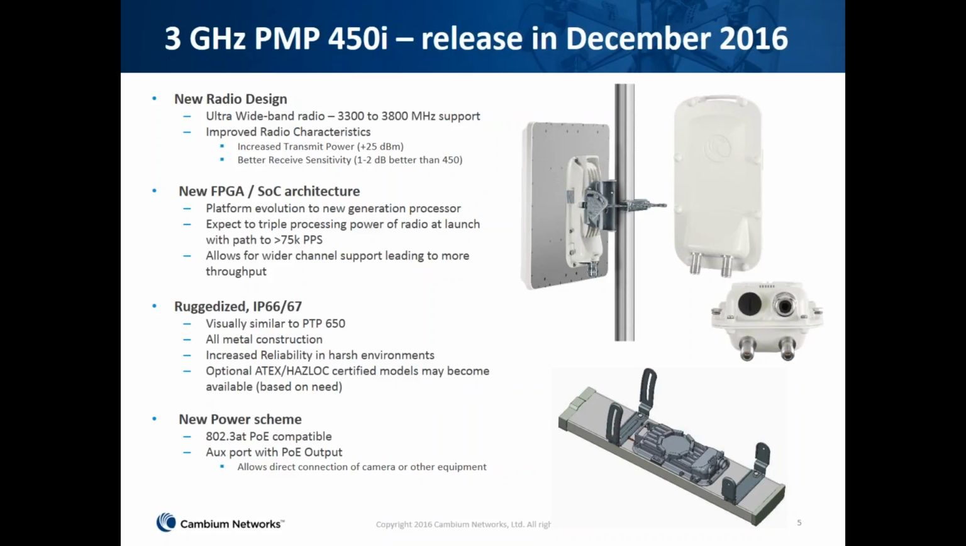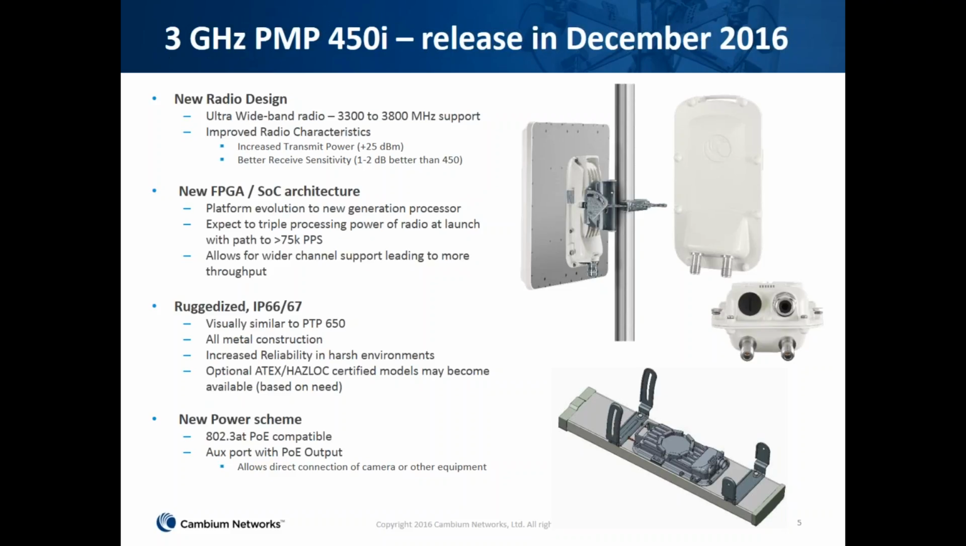So it is a new radio design in that this is the 450i architecture. It'll cover 3.3 to 3.8, actually a little bit beyond 3.8 if that's available in your area. It has increased transmit power versus 450, but very similar to 450 in that it can achieve the EIRP maximum of the 3.65 band in North America, and it can get up to 25 dB combined transmit power. It has a little bit better sensitivity, about 1 to 2 dB better than 450.